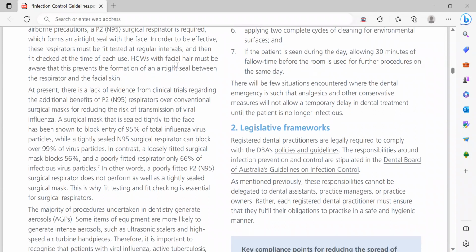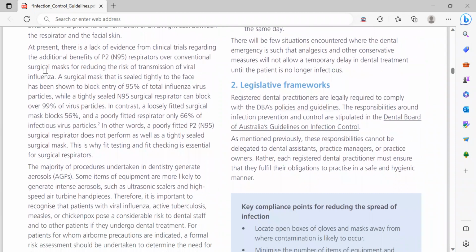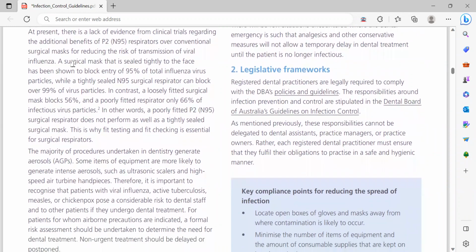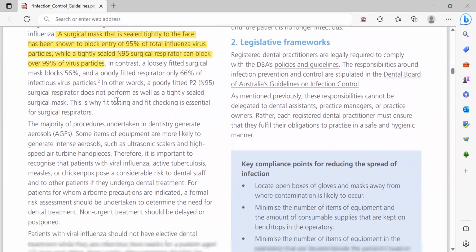Healthcare workers with facial hair must be aware that this prevents the formation of an airtight seal between the respirator and the facial skin. At present, there is a lack of evidence from clinical trials regarding the additional benefits over conventional masks. A surgical mask that is sealed tightly to the face has been shown to block the entry of 95% of total influenza viruses, while a tightly sealed N95 respirator has shown 99% blocked entry.